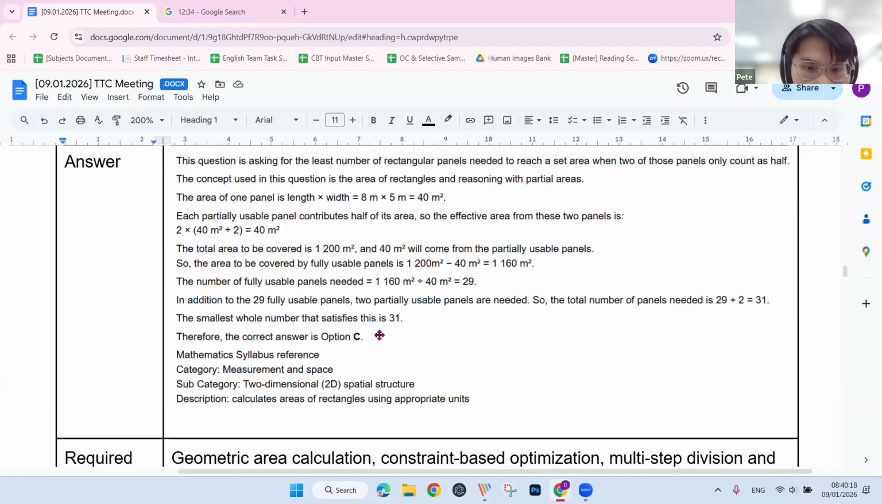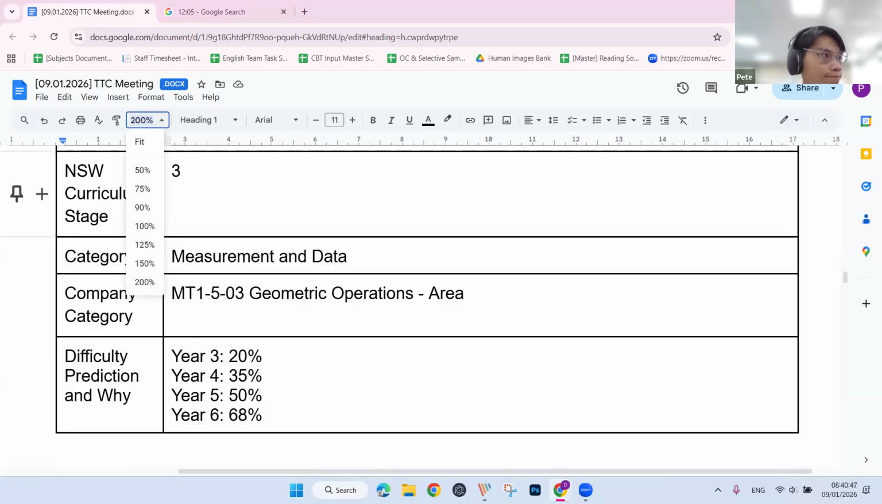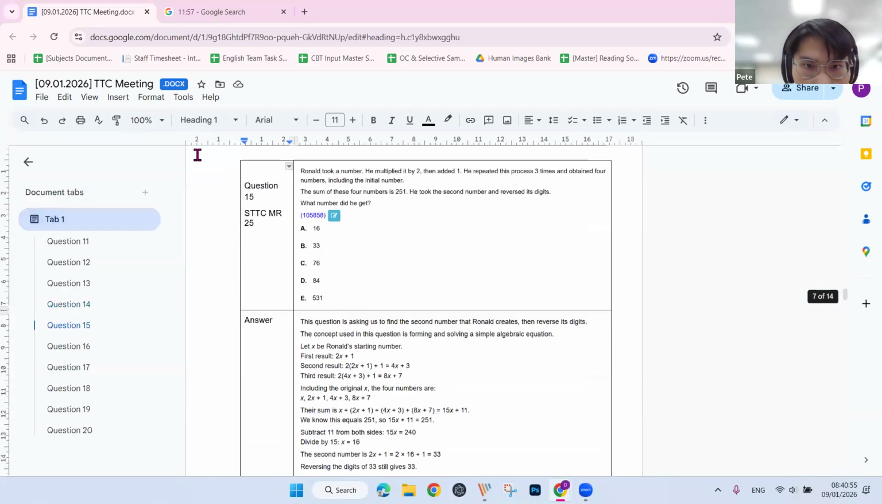So we will need two more partially usable panels. So the number of panels needed is 29 plus 2, which is 31. The correct answer is option C. The category is MT1503, geometric operations, area. So we move to the next question.